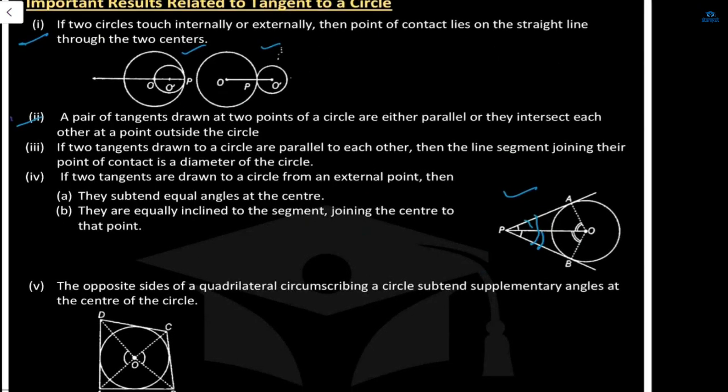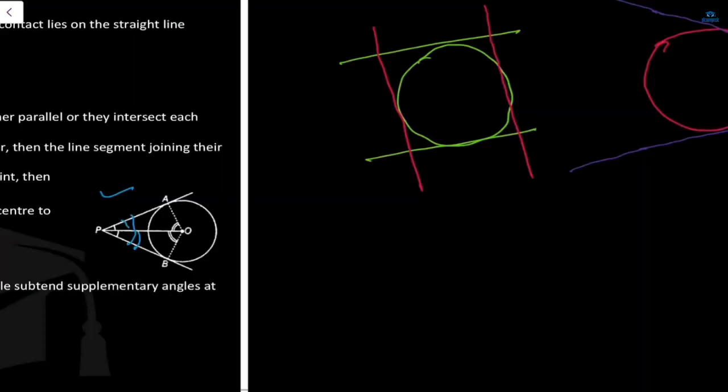Now the third point: if two tangents drawn to a circle are parallel to each other, then the line segment joining their points of contact, in this one only. When two tangents are parallel, the point of contact is where the tangent meets the circle, this one. If you join both points of contact of the two parallel tangents, then it is the diameter. And if they are not parallel, they are going to meet somewhere.